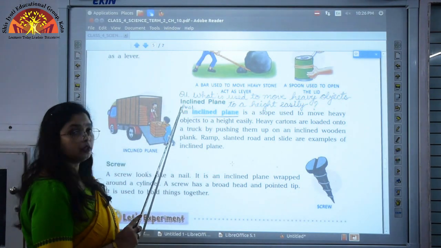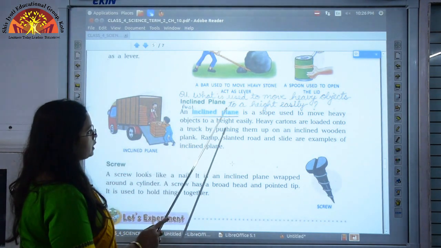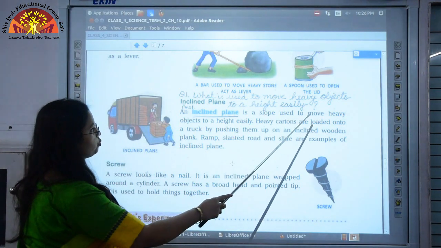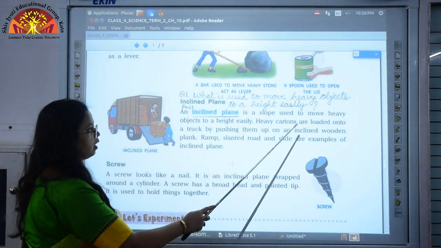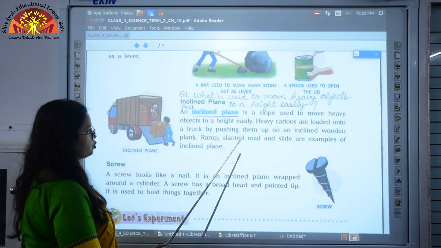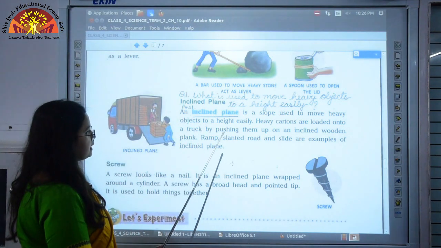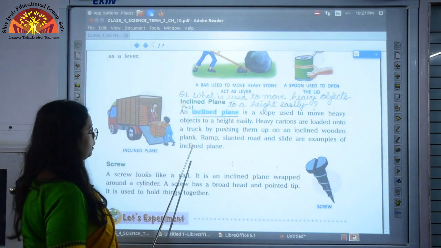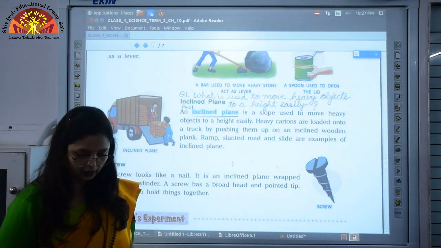Students, now we come to the next type of simple machine. It is the inclined plane. An inclined plane is a slope used to move heavy objects to a height easily. Heavy cartons are loaded onto a truck by pushing them up an inclined wooden plank. Ramps, slanted roads and slides are examples of an inclined plane. Let us see some more examples of inclined plane.